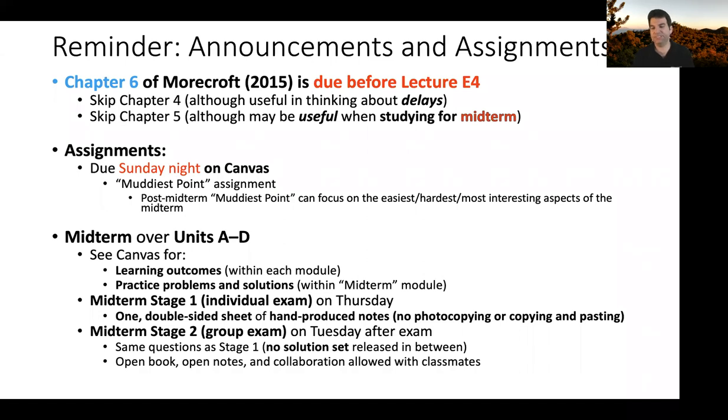And there's a question, does the stage two exam open on Tuesday? That's right. The stage one exam opens on Thursday. You get 90 minutes anytime you want during Thursday to take it. Then it closes, goes away. No solution set, no contact from me between stage one and stage two. Stage two opens on Tuesday.